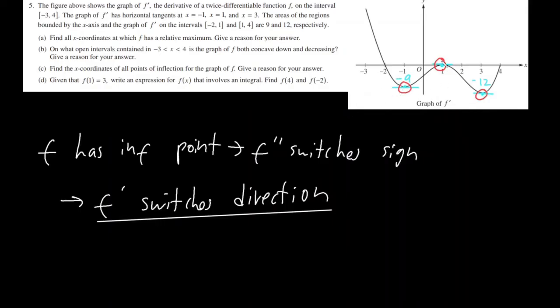x equals -1, x equals 1, and x equals 3. On all these 3 points, f has an inflection point because f prime switches direction. So that would be our explanation. And this was a 2-point question. 1 point for the answer and 1 point for the explanation.